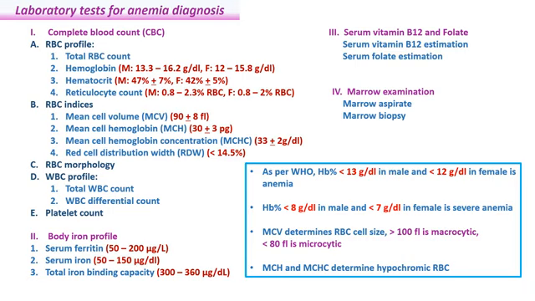When it is more than 100 femtoliter, it is macrocytic RBC, but when it is less than 80 femtoliter, it is microcytic RBC. Mean corpuscular hemoglobin or mean corpuscular hemoglobin concentration determines the hypochromic RBC.